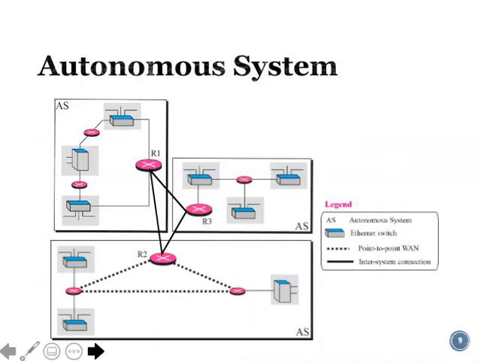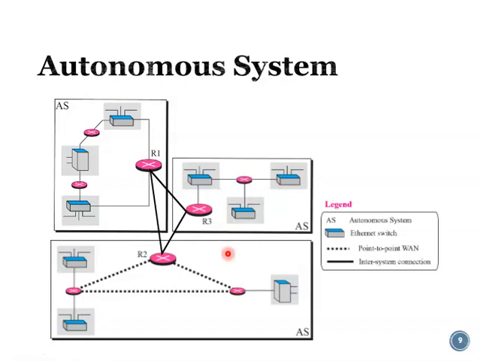Let us look at an example of an autonomous system here. Each autonomous system consists of a group of routers that are typically under the same administrative control. For example, in this autonomous system, there are two routers. These routers within the same autonomous system normally run the same routing algorithm and have information about each other. The routing algorithm running within this autonomous system is called the intra-autonomous system routing protocol.